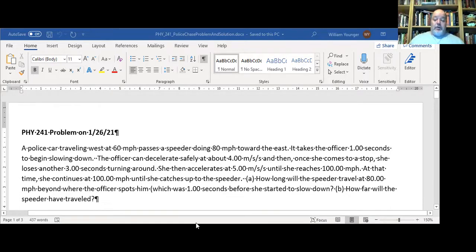A, how long will the speeder travel at 80.00 miles per hour beyond where the officer spots him, which was 1 second before she started to slow down? And B, how far will the speeder have traveled? So we're going to solve that problem.